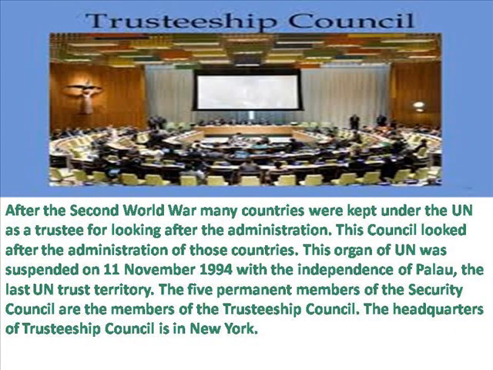Next organ is Trusteeship Council. After the Second World War, many countries were kept under the UN as a trustee for looking after the administration. This council looked after the administration of those countries. This organ of UN was suspended on 11th November 1994 with the independence of Palau, the last UN trust territory. The 5 permanent members of the Security Council are the members of the Trusteeship Council. The headquarters of the Trusteeship Council is in New York.